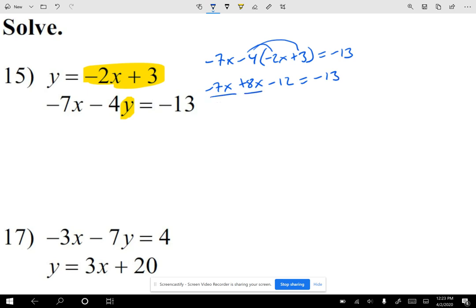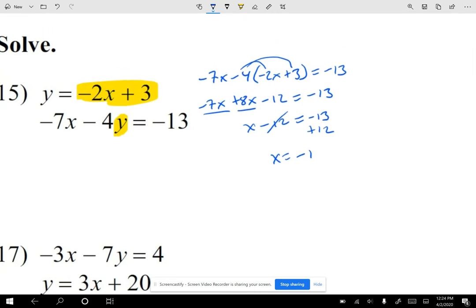Simplify the left side. So it's going to give me 1x minus 12 equals negative 13. The minus 12, let me move it over as a plus 12. So that gives me x equals negative 1. I know half of my answer. I know the x value.